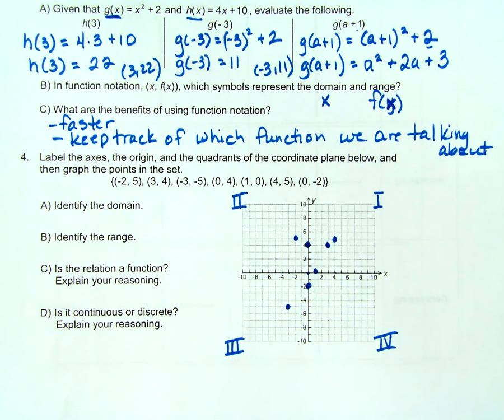I would like to start with letter D. Because if we know the answer to letter D, that makes A and B a whole lot easier on us. Because we know how to approach A and B. Okay? So let's have a discussion. Is it continuous or is it discrete?